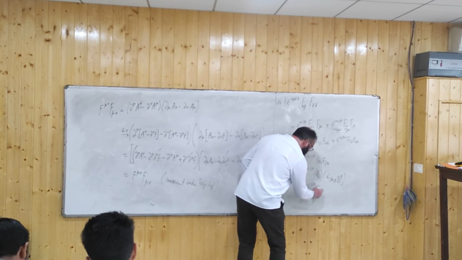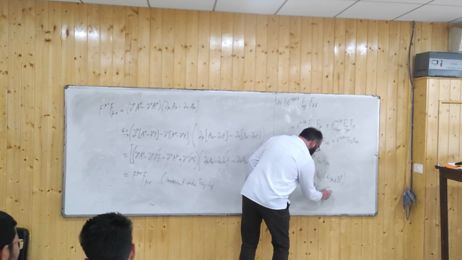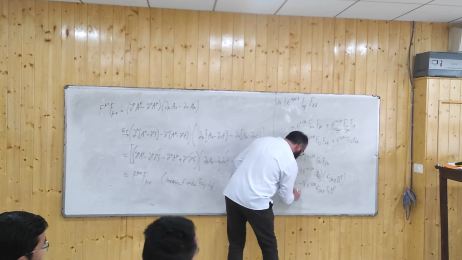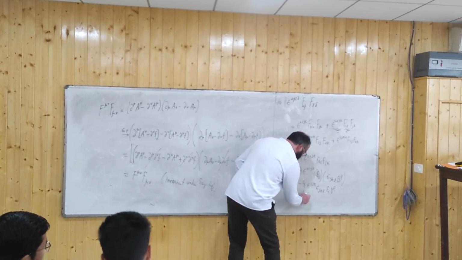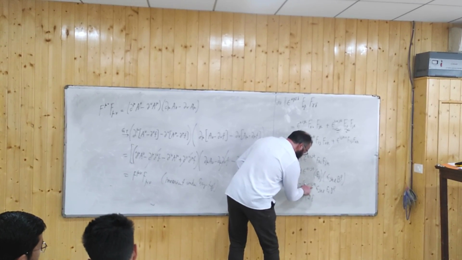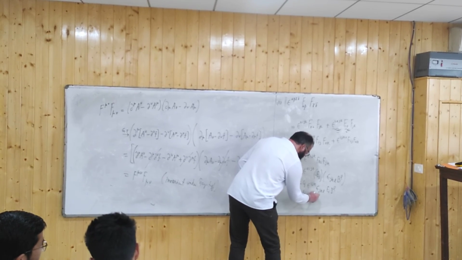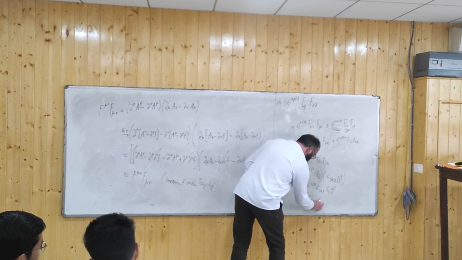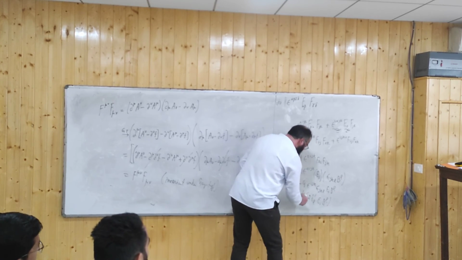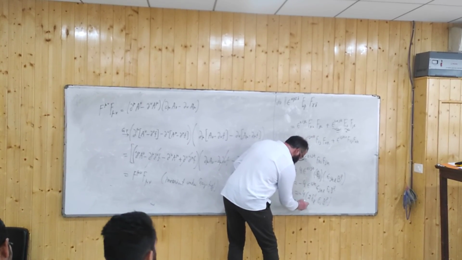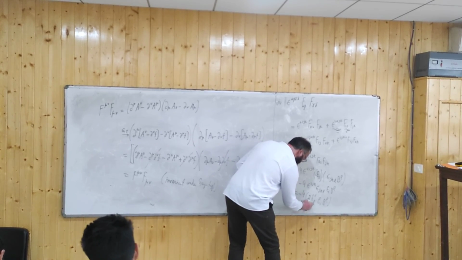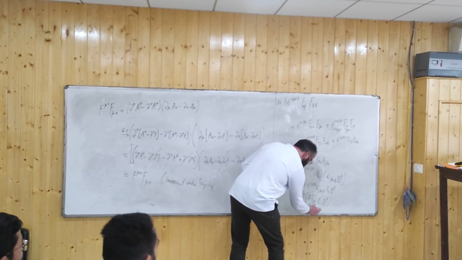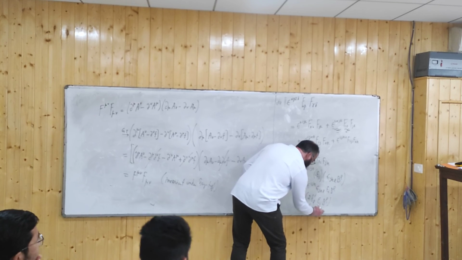Then you have epsilon j k l e i b l. Can you tell me what this object is? We have written it is twice delta i l, so you sum over i, and you get minus 8 e i b i. So that is minus 8 e dot b, with vector b. Clear?